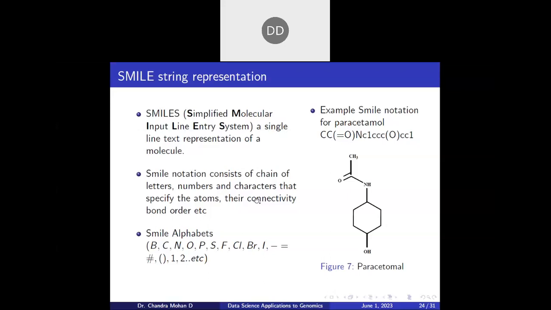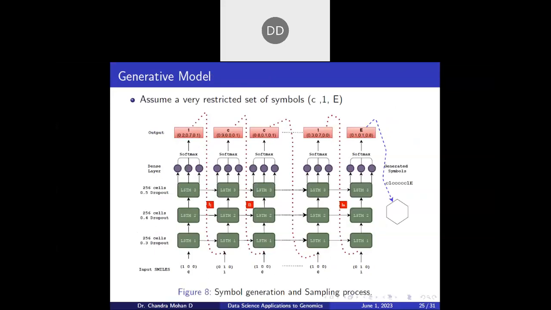Okay. Now, the generative model. How does a generative model work? Suppose there are three symbols in the chemical space. Just for simplicity, we took only three symbols: C, 1, E. How can we represent C? 100. How can we represent 1? 010. How can we represent E? 001, like this. So this is an LSTM, a simple LSTM. LSTM is a recurrent neural network, right? So it is recursive in nature.